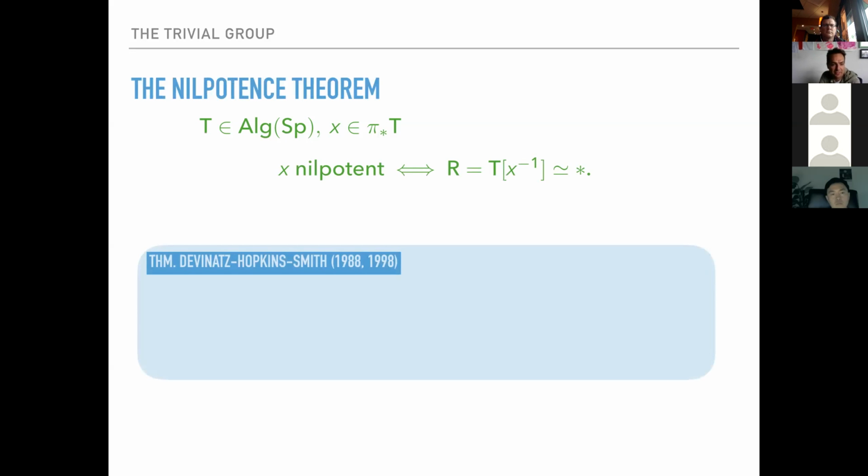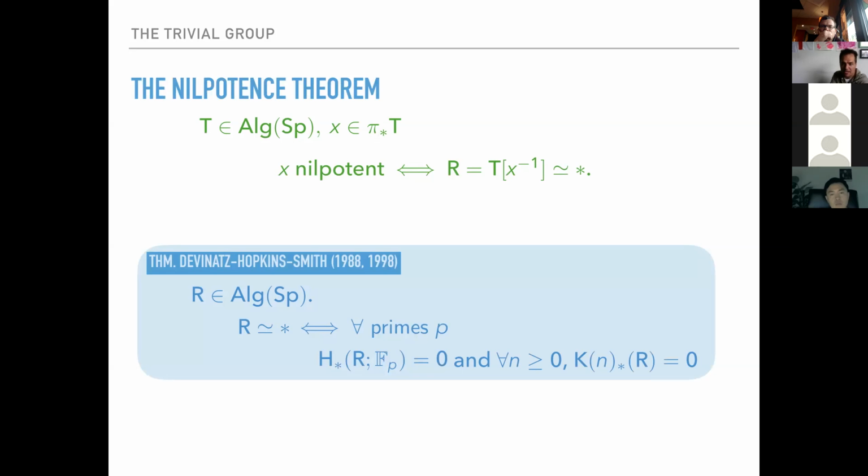And we can look at this theorem of Devinatz, Hopkins, and Smith, which says that for such a ring spectrum R, I can see whether or not it's contractible by checking for every prime p whether or not the F_p homology of R is 0, and whether or not all these higher Morava K-theories vanish. Obviously the implication from left to right is a lot easier than the other way around.